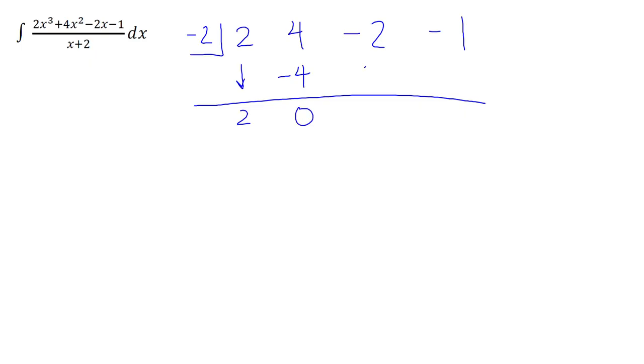Multiply 0 by the negative 2 in the box, we get 0. Add the negative 2 and the 0 in that column to make negative 2. Multiply the negative 2 in the box by the negative 2 down here to get a positive 4, and then add those to get 3.